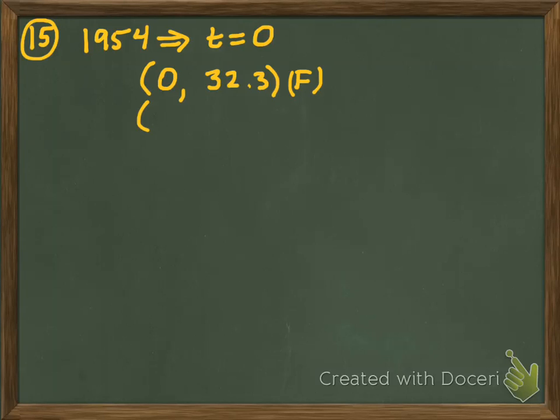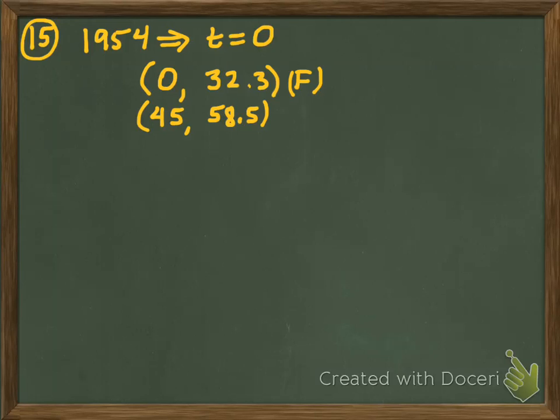Then 1999 is how many years from 54? It's not a trick question. It's 45. All right, and the female number for that is 58.5. So there's your x and y, as Kobe said.